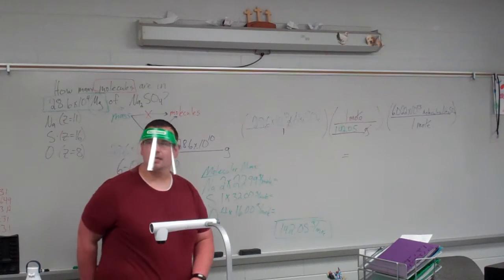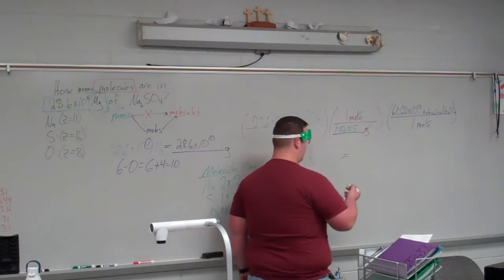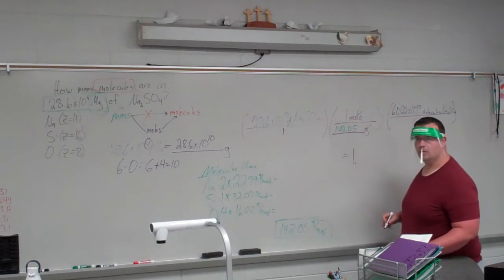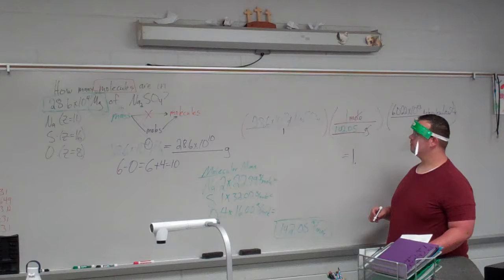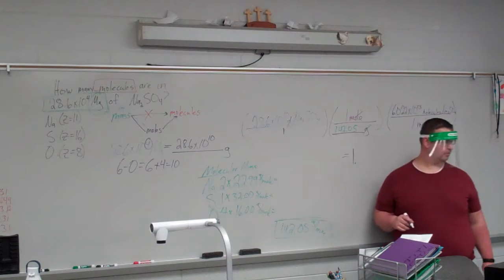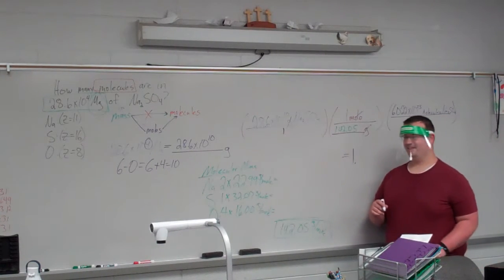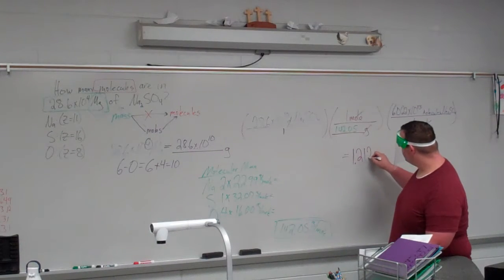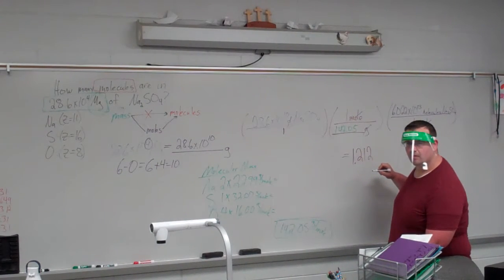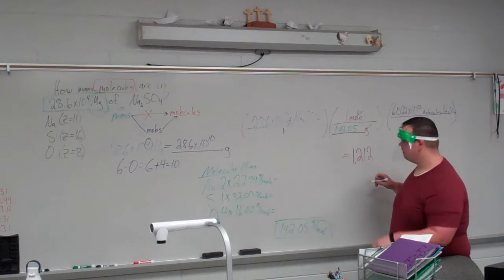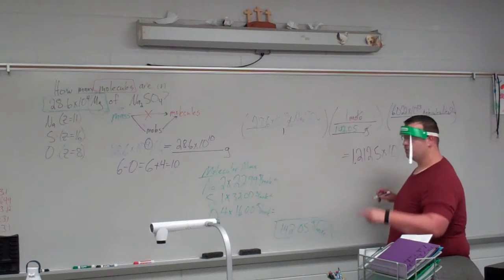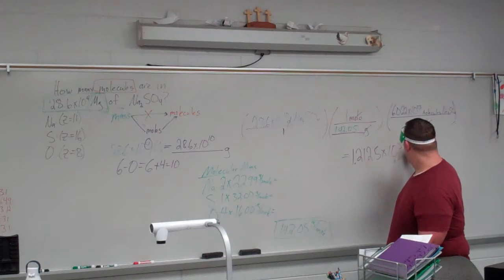You should get 1.212 times 10 to the 33rd power. So we don't multiply the 28.6? No, you divide that.